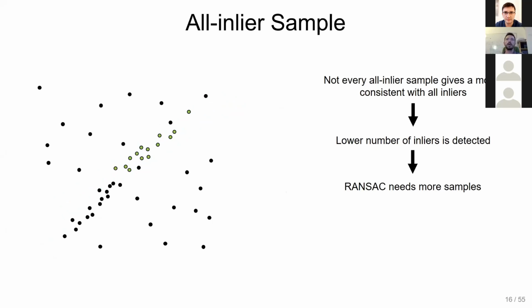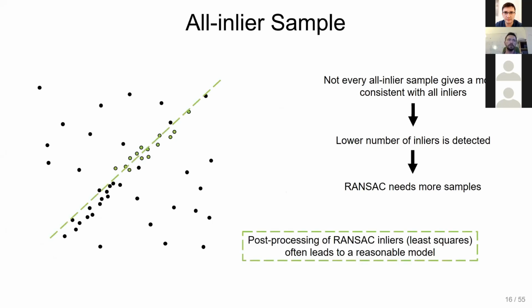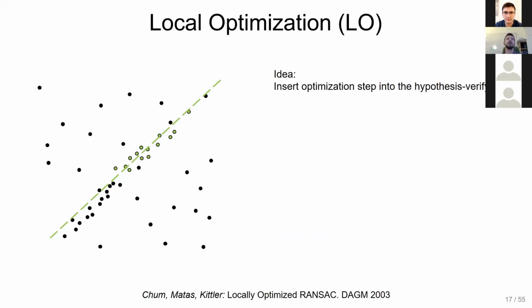So you have a smaller number of inliers, and RANSAC tends to run longer, needs more samples to stop based on this number of inliers. However, in the end, you may not observe this, because if you do, for example, a least squares fit to all your inliers, you will get a pretty decent model. So the idea here would be, can we actually do something like a least squares fit or any local optimization inside the RANSAC, so that we discover all the inliers, and we can terminate the RANSAC earlier.